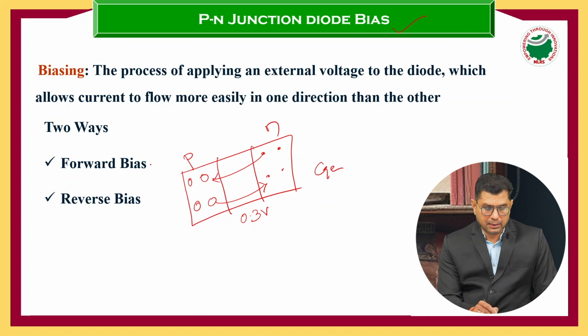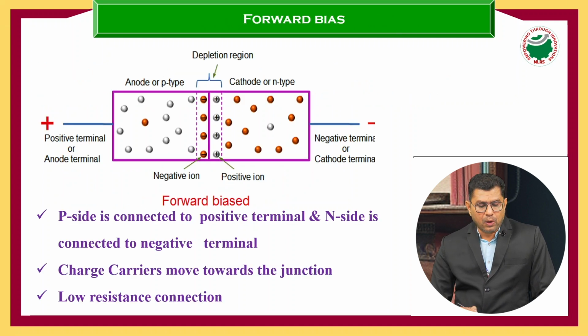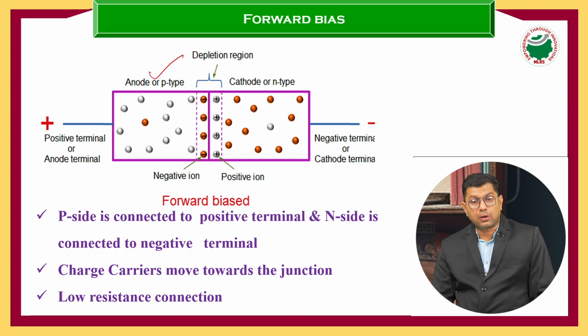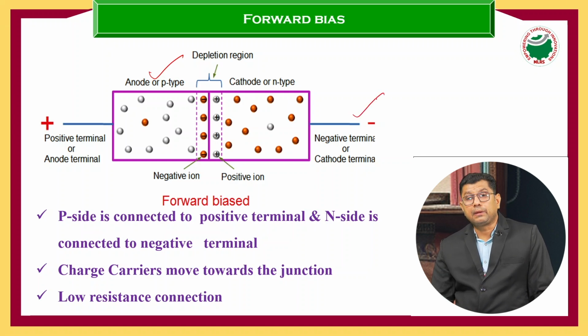Here the biasing is either forward bias or reverse bias. What is the meaning of forward bias? When the p-type semiconductor is connected to the positive terminal of the battery and the N side is connected to the negative terminal of the battery, then the diode is said to be forward biased.